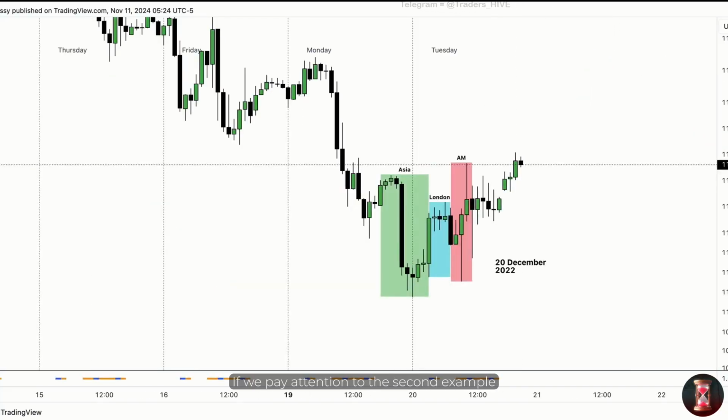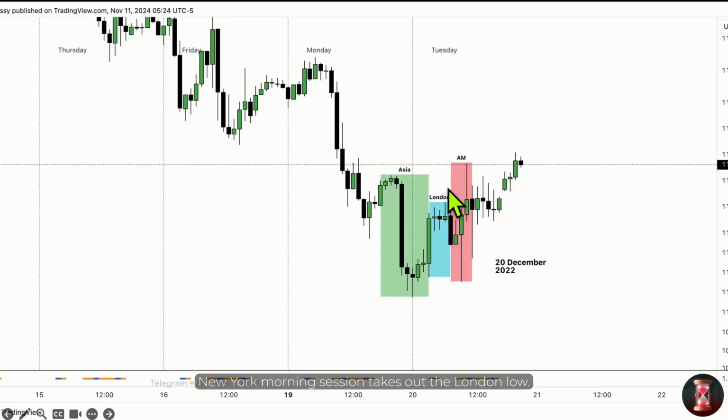If we pay attention to the second example of this model then, what I want you to see is that during the Asia session, we didn't really see a consolidation, but we saw the market expand towards the downside, as you can see. Asia opens up, runs higher before distributing lower quickly and aggressively right here. London comes along, and what does London do? London begins to run higher, and then the New York morning session comes.